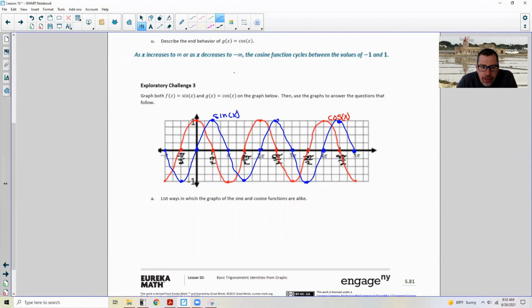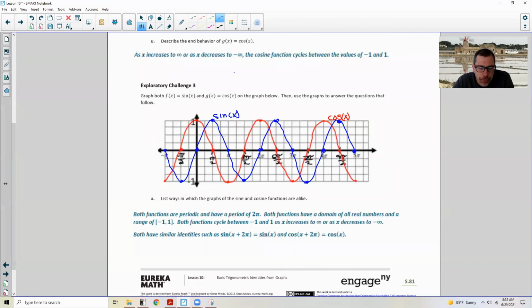And then part A says, list ways in which the graphs of the sine and cosine functions are alike. Both functions are periodic and have a period of 2 pi. Both functions have a domain of all real numbers and a range from -1 to 1. Both functions cycle between -1 and 1 as x increases to infinity or as x decreases to -infinity. And both have similar identities, such as sine of x plus 2 pi equals sine of x, and cosine of x plus 2 pi equals the cosine of x. So there's just some similarities.